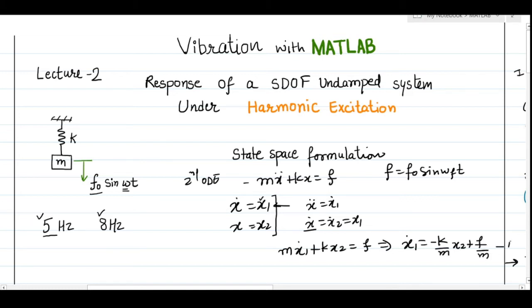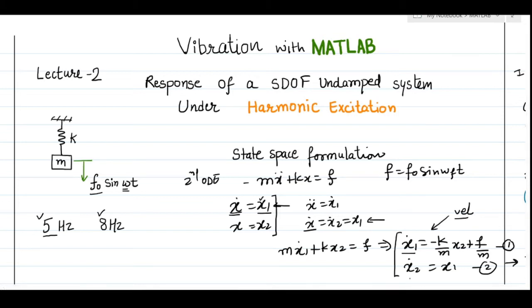This is my first single order ordinary differential equation, and this equation will give output as my velocity. Why? Because I have considered velocity is equal to x1, and this is the equation in terms of x1, so the output will be velocity. Similarly, the second equation will directly be x2 dot is equal to x1.